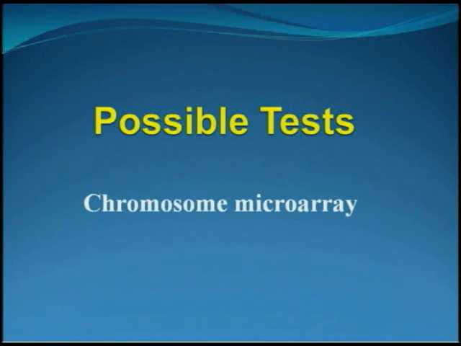This test has some limitations. It does not look at all of the DNA and cannot identify small mistakes in DNA. We are not yet able to scan all of the billions of DNA letters for mutations, and we do not yet know all of the genetic causes of autism.